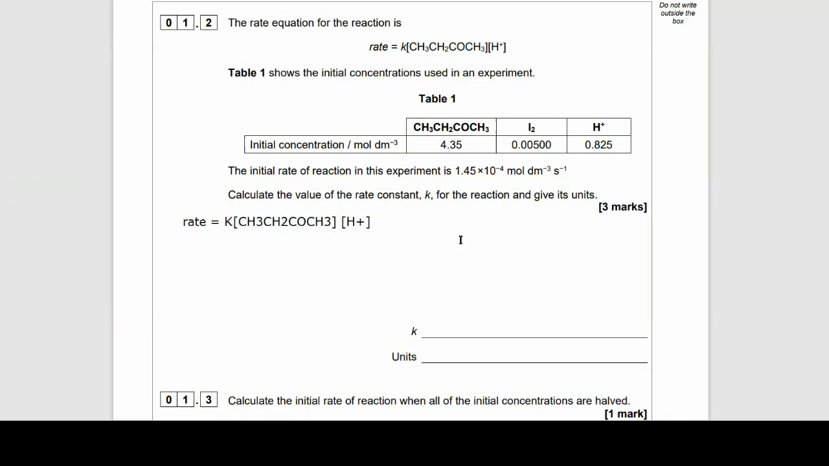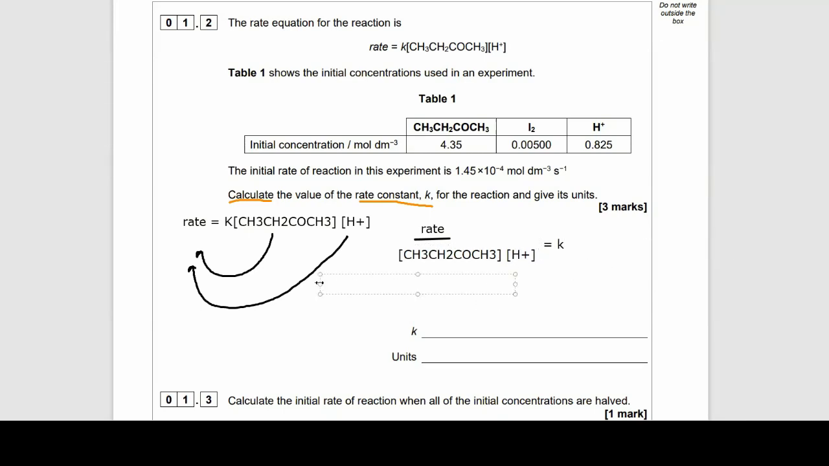And essentially, this question wants us to rearrange this rate equation to find K. So calculate the value for the rate constant K and give the units. And that's worth 3 marks. So what I want to do is divide by the concentration of these two reactants underneath rate. So rewrite it out, but move those two to underneath rate. Because they're multiplication on one side, you can divide both sides and move them over. So we now have rate over CH3CH2COCH3 concentration and the hydrogen ion concentration as well. And that's going to equal K.